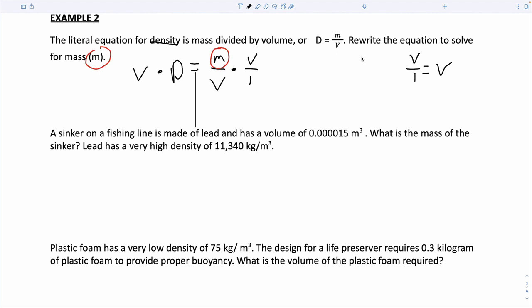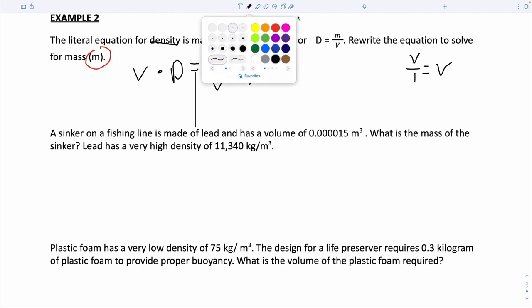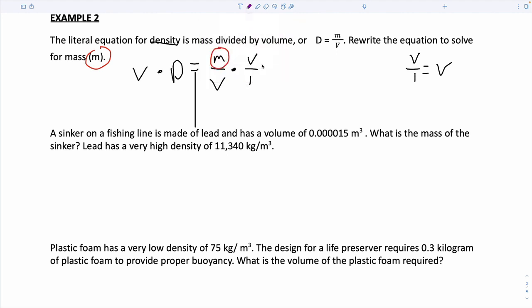Why would I write the right side slightly different? They equal each other. These are equivalent variables. Sasha, why would I put the right side as v over 1? It's a fraction and just makes it easier to cross cancel and to look at. You don't have to, but it's a lot simpler to write that as v over 1.